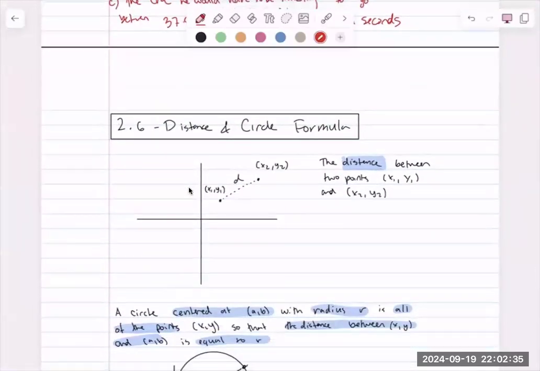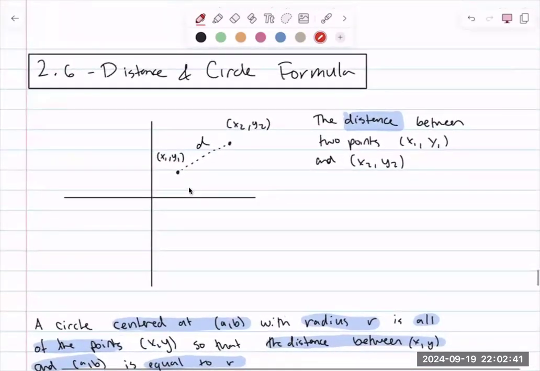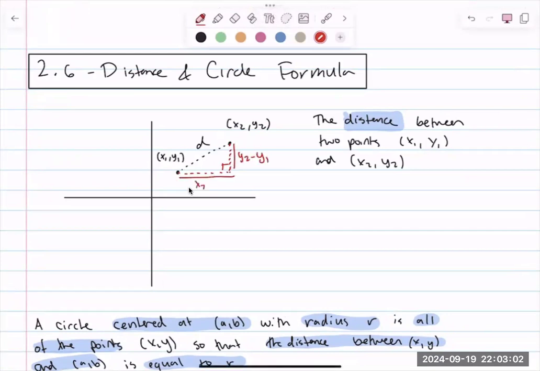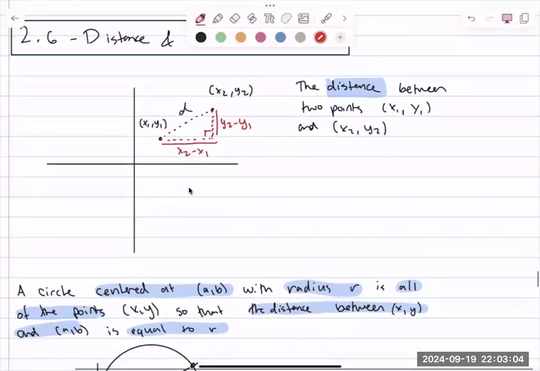Okay, so on to our distance and circle formulas. What is the distance between these 2 points, x1, y1, and x2, y2? Well, let's split this up a little bit into a triangle so we can use the Pythagorean theorem, right? Well, this distance right here is just y2 minus y1, our change in y. Actually, I'm not going to say that, but you can if you want to. And then this distance right here is just x2 minus x1, right?